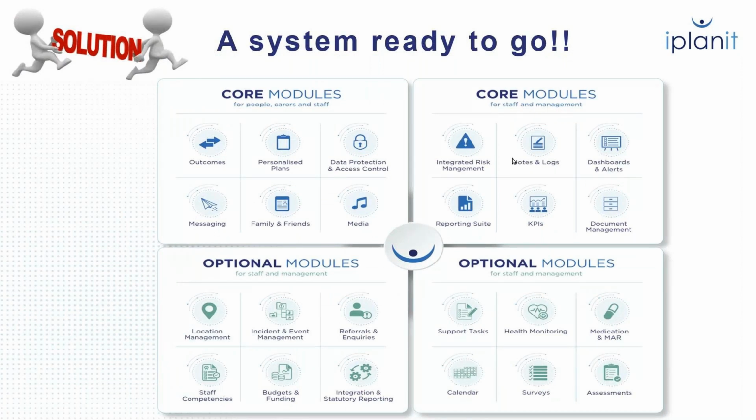This slide shows you on the top two quadrants what we include in our core product. You will see a lot of these things today: personal plans, outcomes, a messaging capability, and from a GDPR perspective, making sure people have access to what they need to have access to. Then risk management, notes and logs, alerts, and KPIs. So that's in our core product.